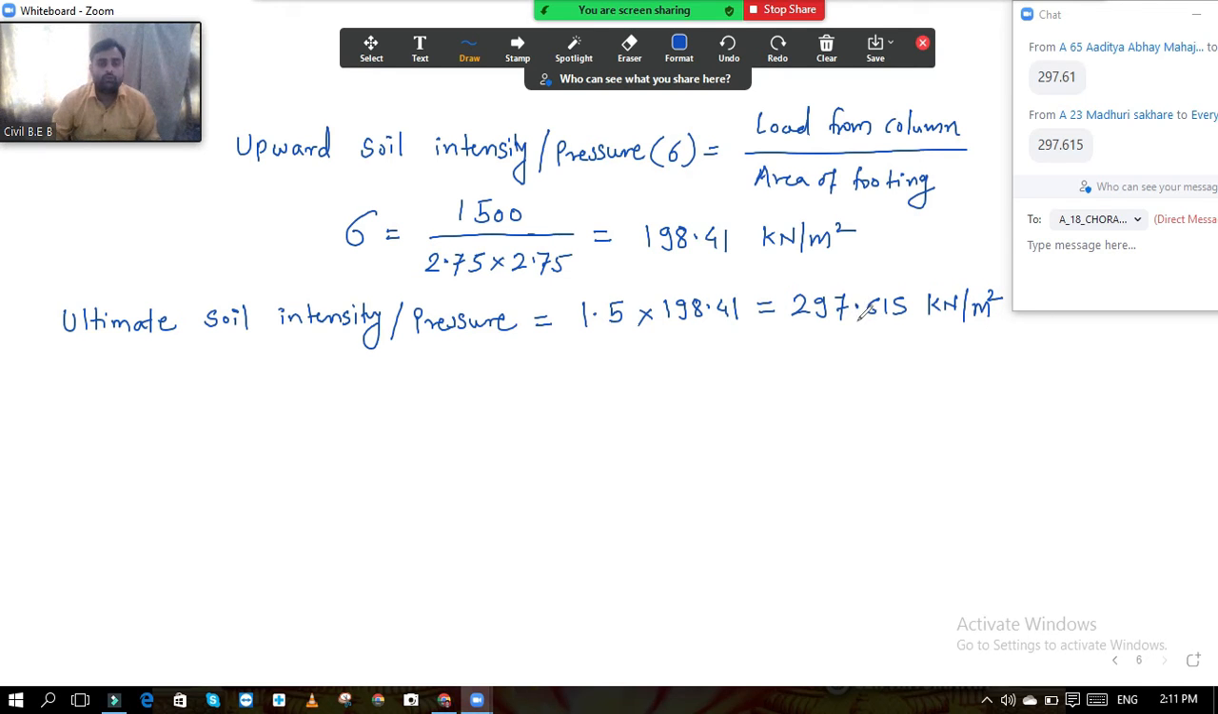Okay, so the first step is over. In the first step, you have taken the load from the column, then you have assumed that the self weight of the footing is 10% of the load from column. The area of the footing is the total load, which is the load coming from the column plus the self weight of the footing, divided by the safe bearing capacity of the soil. Then we got the area of the footing.